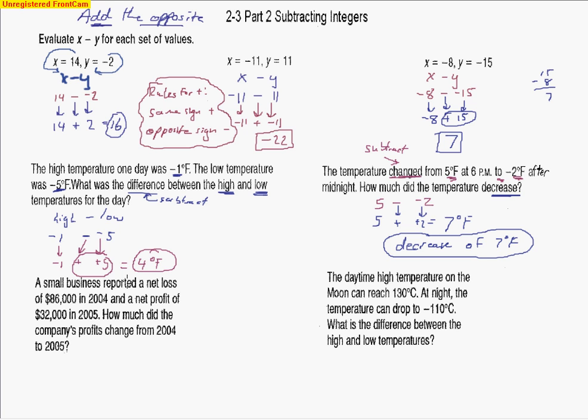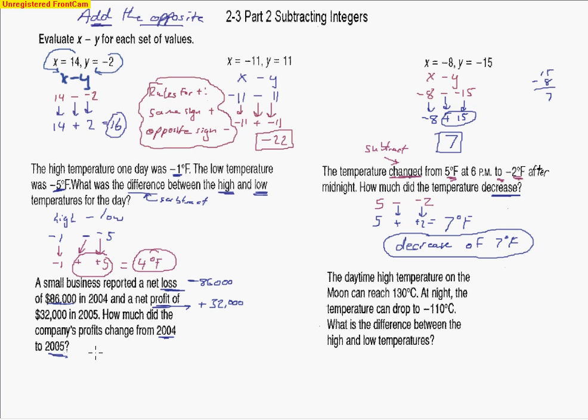A small business reported a loss. Loss means a minus sign. A loss of 86,000, so minus 86,000. And then a net profit. A profit means that we're going to add. We're going to have a positive number of 32,000. In 2005, how much did the company's profit change? The company's profit changed from 2004 to 2005.